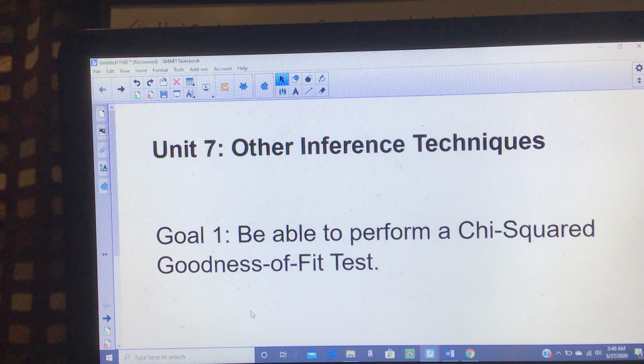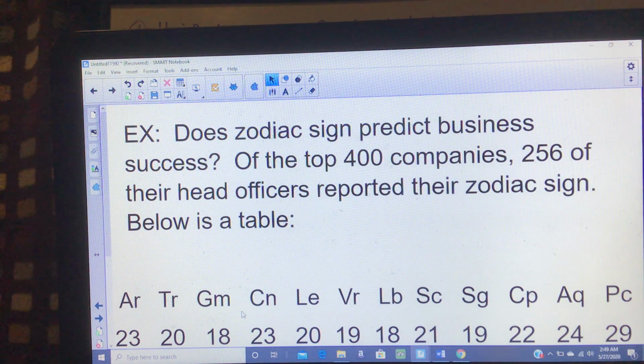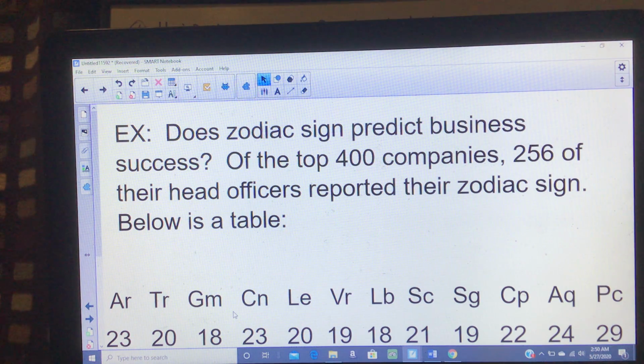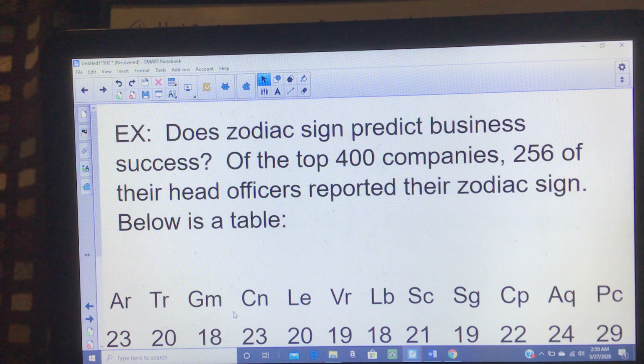All right, so let's dive into this chi-squared goodness of fit test. It's always good to have a motivating example. That's what I always try to do in statistics. It gives you an idea what's going on. So here's an example about the zodiac. The example says, does the zodiac sign predict business success? Of the top 400 companies, 256 of their head officers report their zodiac sign, and below is the table of values. I abbreviated the zodiac signs, but in order.